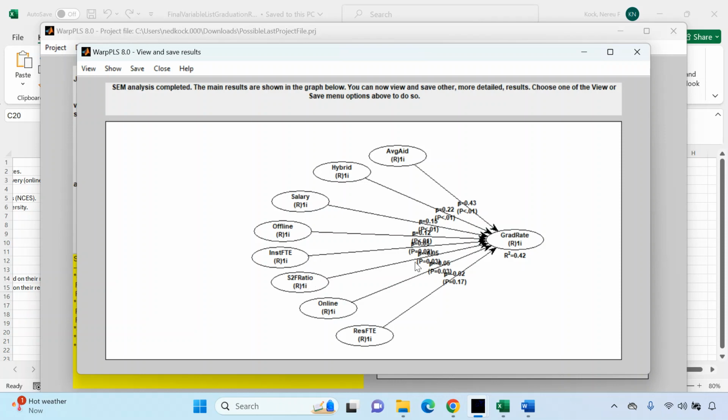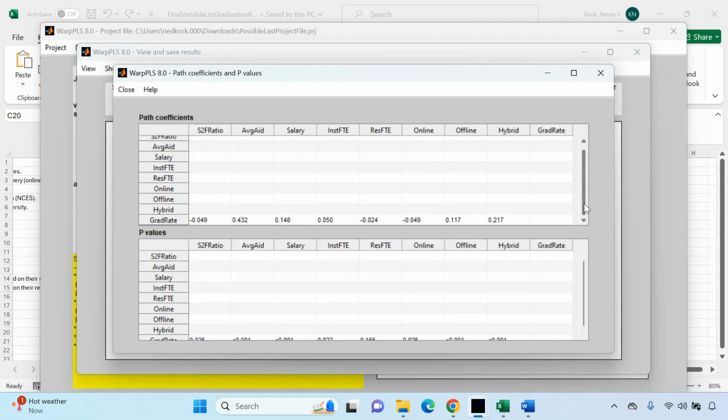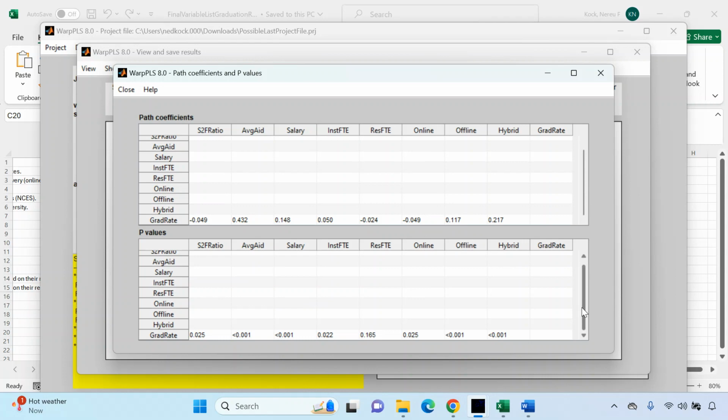Right now it is non-significant or barely significant. Again, if you distribute this a little bit better, you may not have numbers on top of each other, but you can always check them directly on the path coefficients and the p-values. Here we have student to faculty ratio. It is statistically significant, and it is what you would expect. It's negative, meaning the higher the student to faculty ratio, the lower the graduation rate.